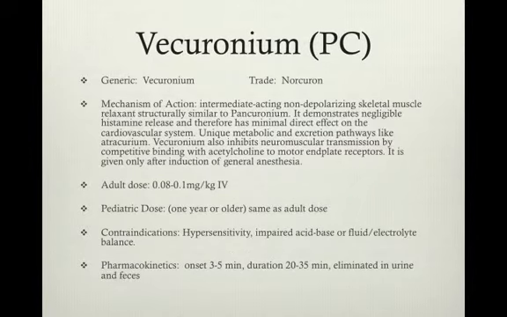Vecuronium, primary care as well. Generic is vecuronium, and the trade name is Norcuron. Mechanism of action: intermediate-acting non-depolarizing skeletal muscle relaxant, structurally similar to pancuronium. It demonstrates negligible histamine release and therefore has minimal effect on the cardiovascular system. With a unique metabolic and excretion pathway like atracurium, it also inhibits neuromuscular transmission by competitively binding with acetylcholine to motor end plate receptors. It is given only after induction of general anesthesia. Adult dose 0.08 to 0.1 milligrams per kilogram IV. Pediatric dose for 1 year or older is the same as the adult dose, weight dependent. Contraindications: hypersensitivity, impaired acid-base or fluid electrolyte balance. Pharmacokinetics: onset 3 to 5 minutes, duration 20 to 35 minutes, eliminated in the urine and feces.